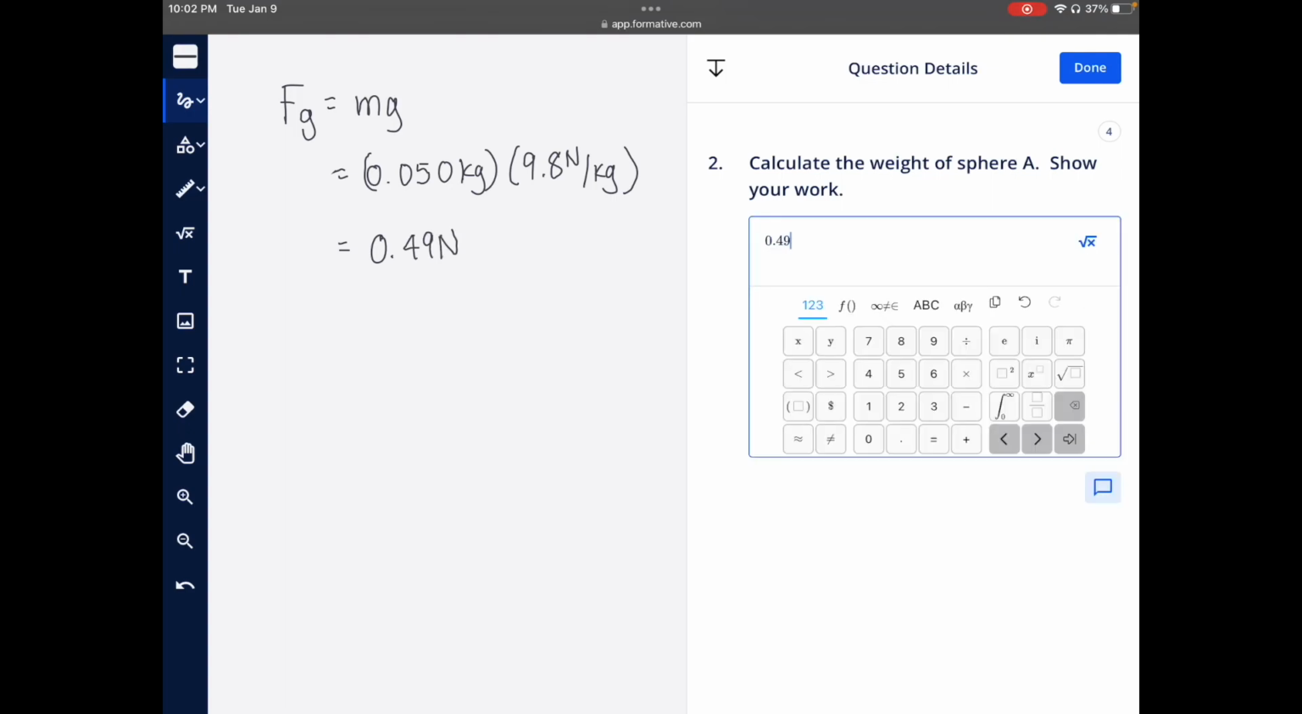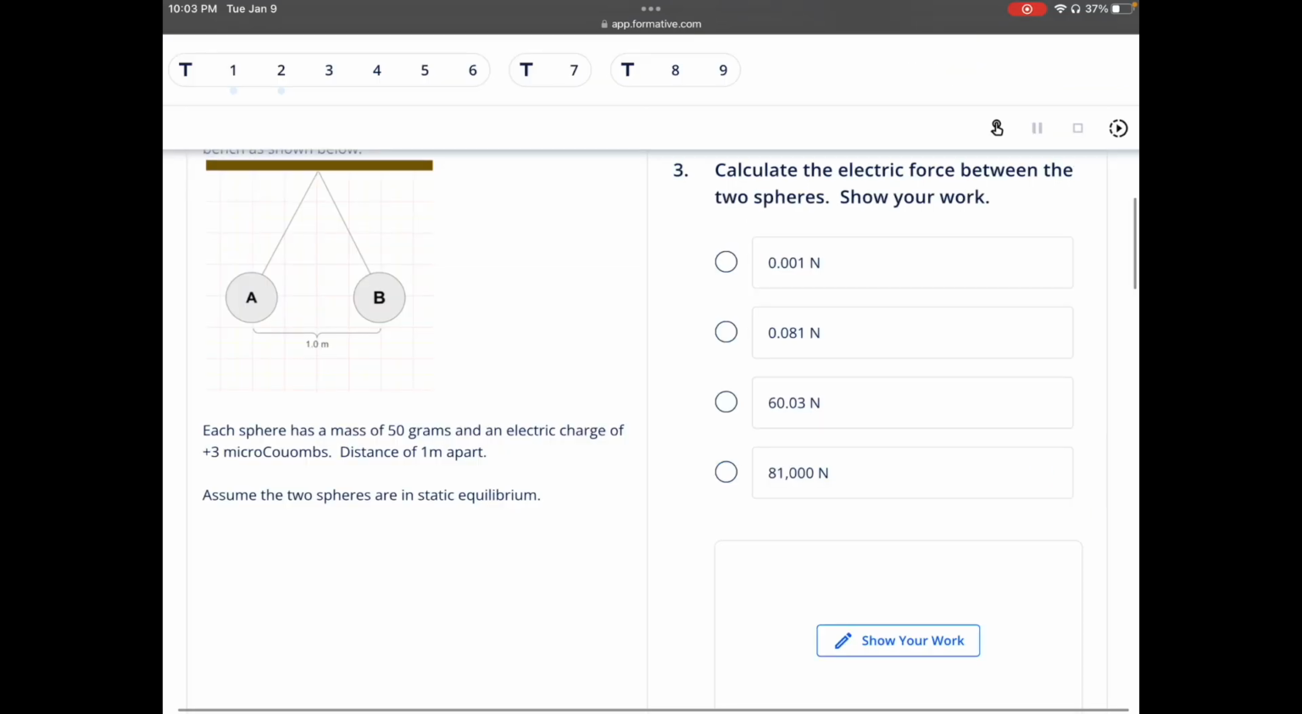You get 1 point for the equation, 1 point for substitution, 1 point for the solution, but in this case, because there was a conversion factor of you had to change grams to kilograms, you get a point for the conversion too. In this case, it is 0.05 kilograms because we took 50 grams and divided by 1,000 to get kilograms.